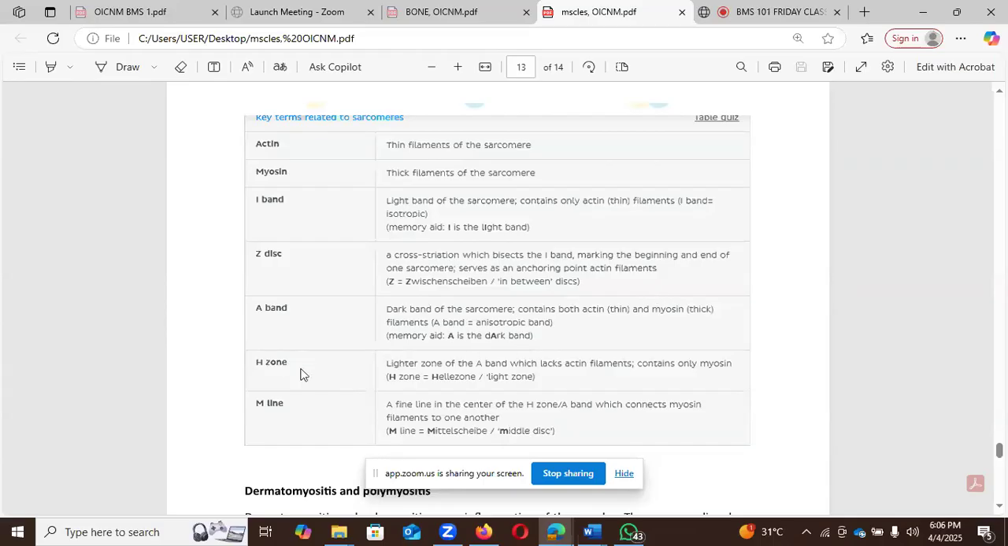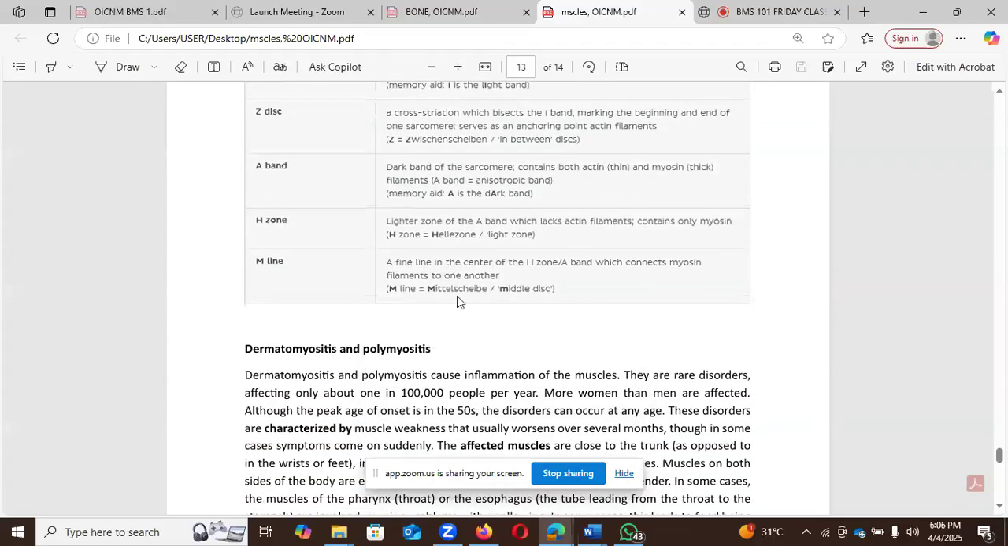The H zone is the lighter zone of the A band, which lacks actin filament, contains only the myosin filament. The M line is the center of the H band. The center of the sarcomere. The middle point of the sarcomere is the M line.